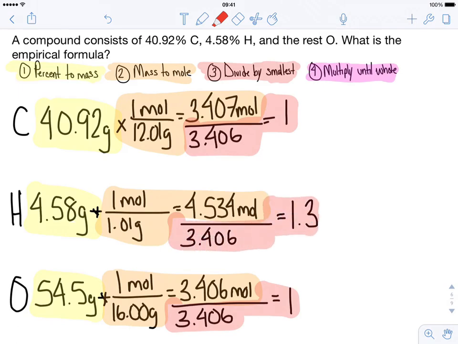Now, since again we don't have 3 whole numbers, we need to figure out what number we can multiply 1.3 by to get a whole number. Let's just start with 2. 1.3 times 2 is 2.6, and that is not a whole number. So let's try 3. 1.3 times 3 is 3.9, and we can round 3.9 to 4 because it's a 0.9. But because I multiplied 1.3 by 3, I have to multiply everything by 3.